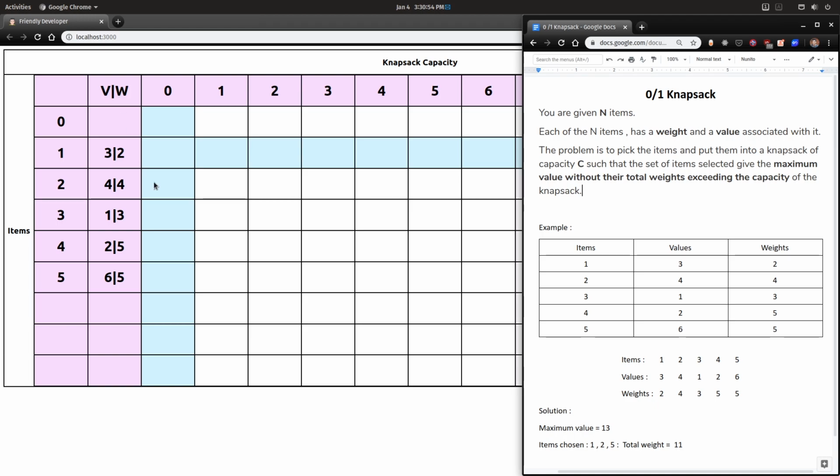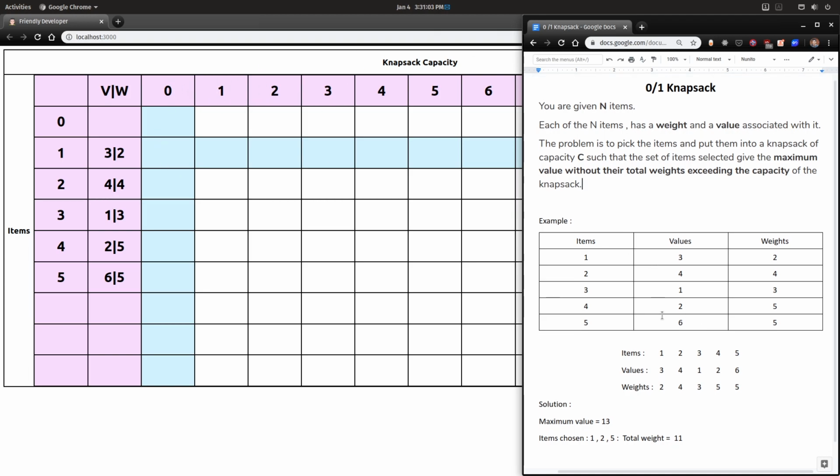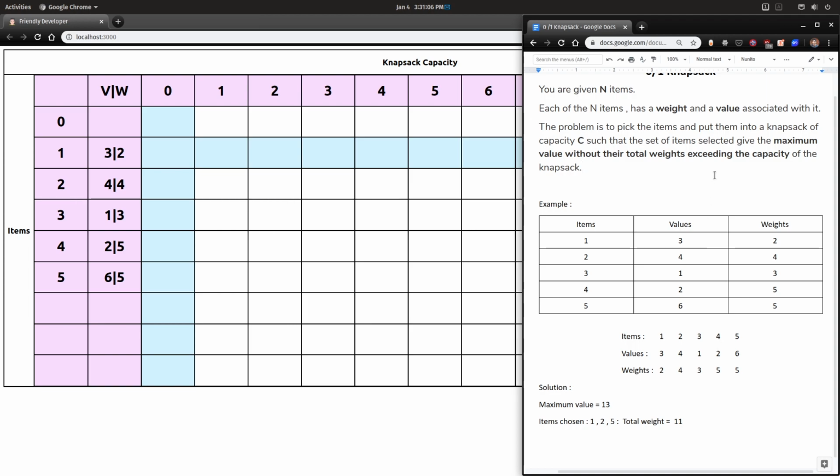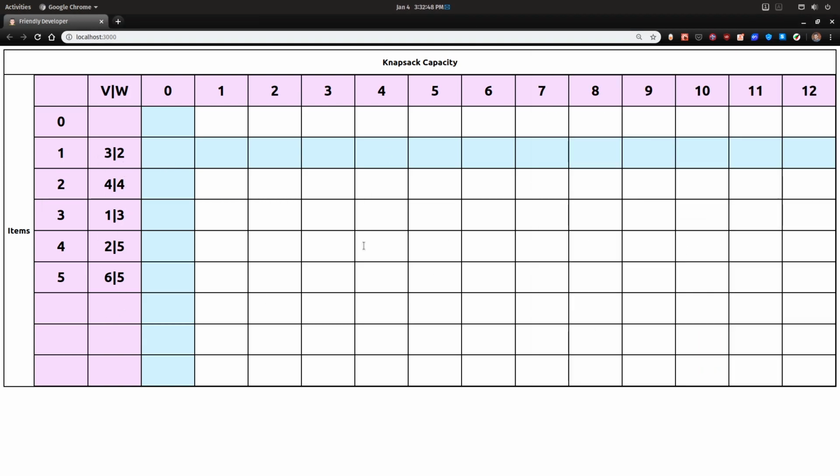As you can see, in this table we are representing all the items along the rows and all the possible values of capacity from 0 till the given capacity, which is 12. Here I have written the value and weight of each of the items. At the left, the numbers 3, 4, 1, 2, 6 are the values, and the numbers at the right are the weights of the corresponding items. Alright, now let's start filling the values for our table.